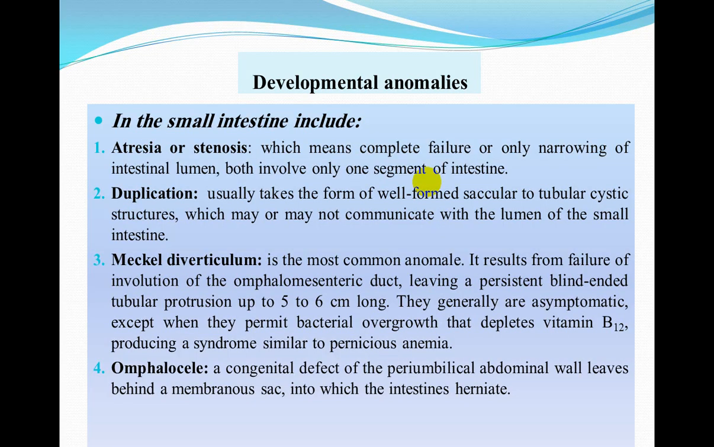Small and large intestine. First, developmental anomalies of small and large intestine. To start with developmental anomalies of the small intestine, these include atresia or stenosis, duplication, Nichols diverticulum, and omphalocele.